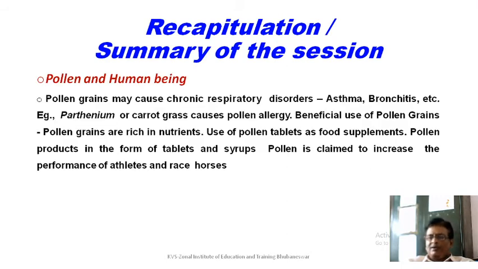What about the pollen grain in human beings? We know the pollen can be highly allergic. They can affect the respiratory system, causing asthma and bronchitis. Whereas they have rich uses also. They can be used as nutrient. They can be used as pollen tablets, as food supplement, in the form of tablet and syrup. And even it increases the performance of athletes and racehorses. So it has a lot of demand in the market.